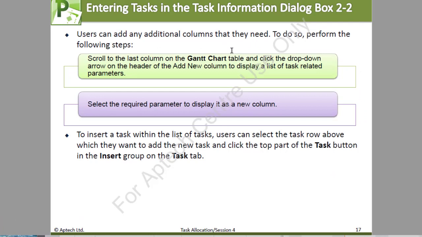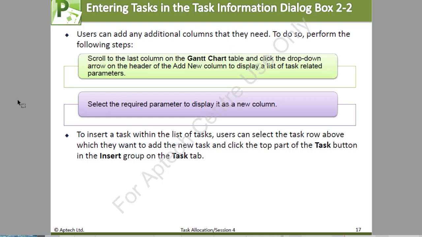Now users can add additional columns that they need, and to do so you perform the following steps. You scroll to the last column in the Gantt chart table and click the drop down arrows on the header of the add new column to display a list of task related parameters. You select the required parameters to display it as a new column. To insert a task within the list of tasks, the users can select the row above which they want to add the new task and click the top part of the task button in the insert group of the task tab. Let's do that very quickly.